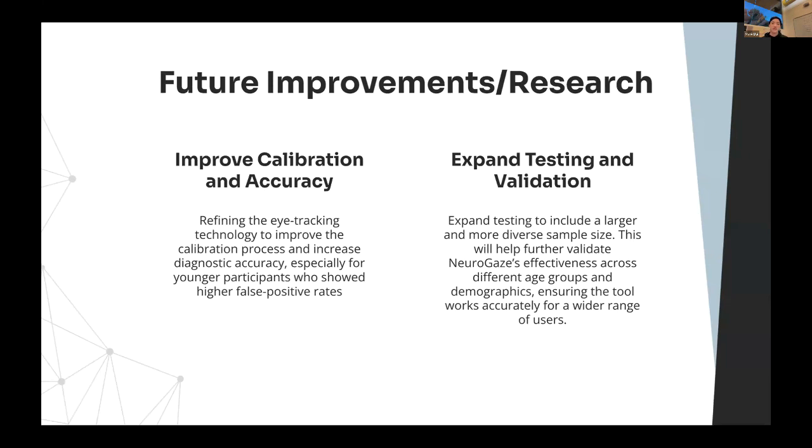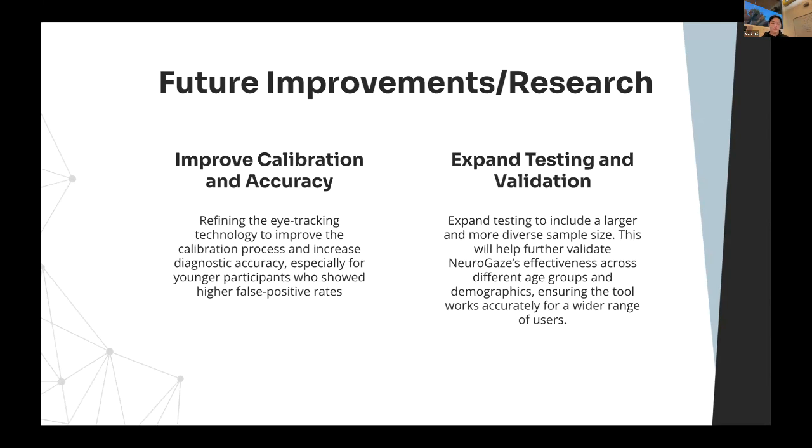The second section of future improvement and research is expanding testing and validation. So, expanding testing to a larger and more diverse sample size. Maybe we can try with the elderly, and we also want to do more with children, because that is our target group. With children, the earlier the diagnosis, the easier the treatment, and the better the treatment is, as it doesn't impact them lifelong and they do not develop very harmful habits.